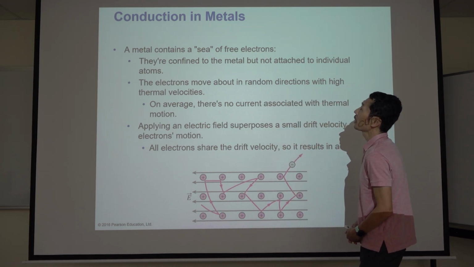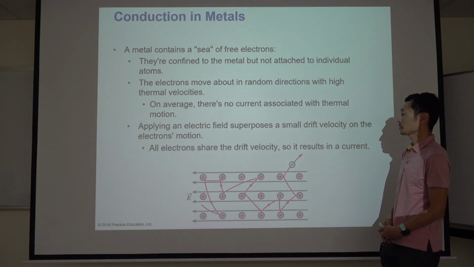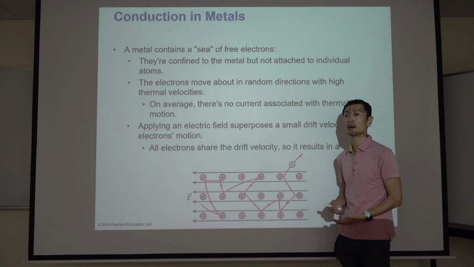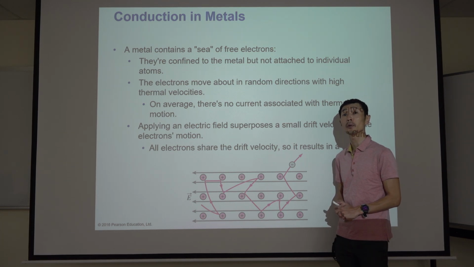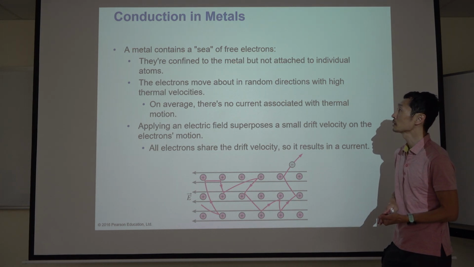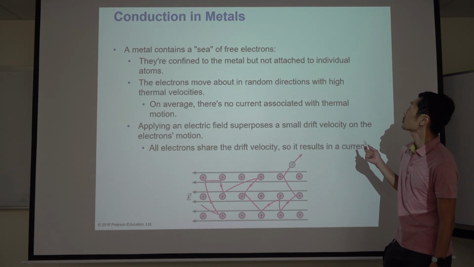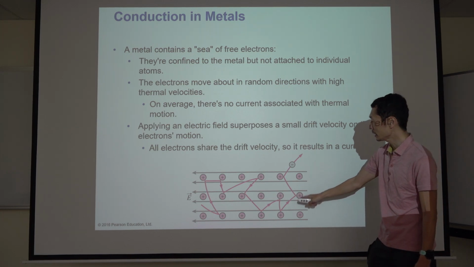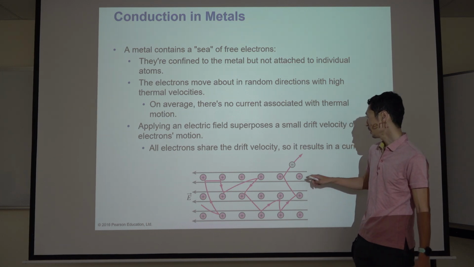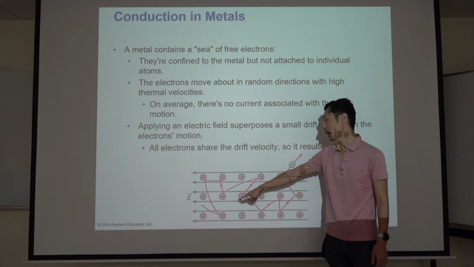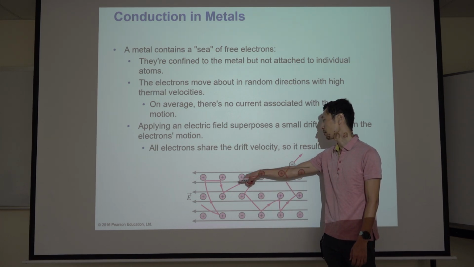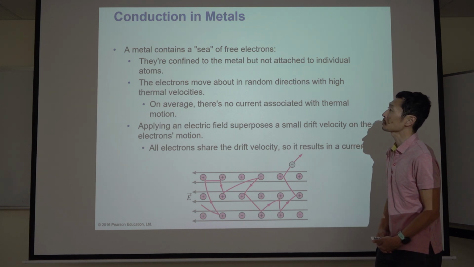Conduction in metals. A metal contains a sea of free electrons. So in metals, inside there are a lot of free electrons. Iron, copper, gold, silver, those are metals, and inside they contain free electrons. They are confined to the metal but not attracted to individual atoms, so they can move freely. This is a schematic view of a metal. Electrons are not bound to any of these positive charges, so electrons can freely move around.